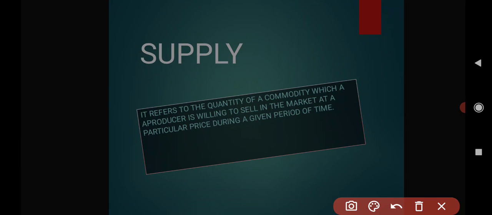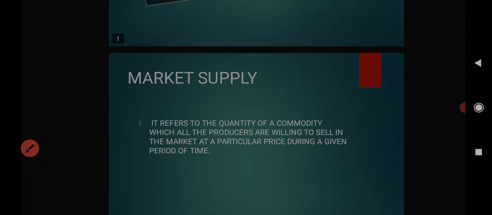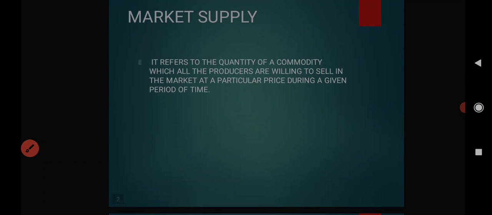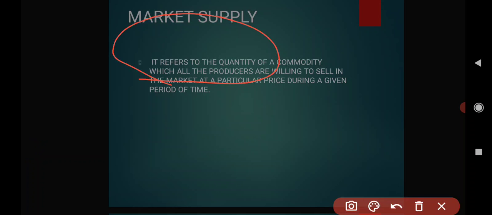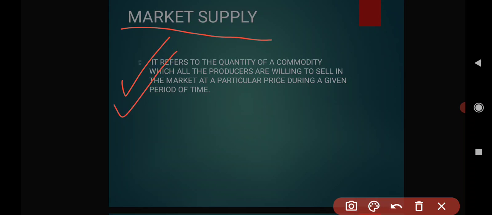It refers to the quantity of a commodity which a producer is willing to sell in the market at a particular price during a given period of time. Market supply refers to the quantity of a commodity which all the producers are willing to sell in the market at a particular price during a given period of time.